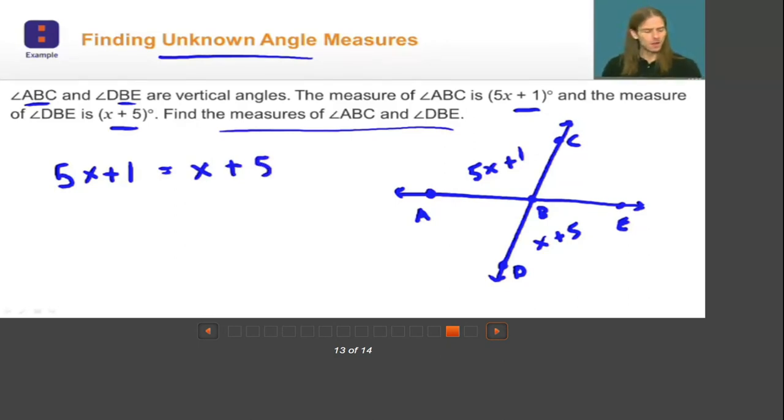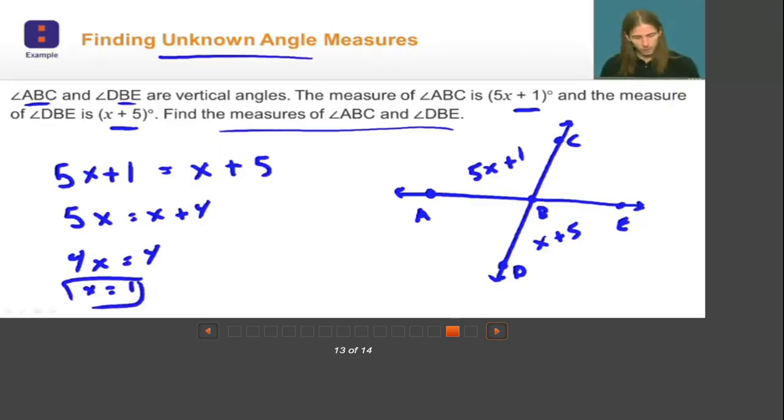I'll do that. First off, I could subtract 1 from both sides. That gives me that 5x is equal to x plus 4. And now I could subtract x from both sides to discover that 4x is equal to 4. Finally, using the division property of equality, I would discover that x is equal to 1. That just tells me x. We need to find the measures of those angles.